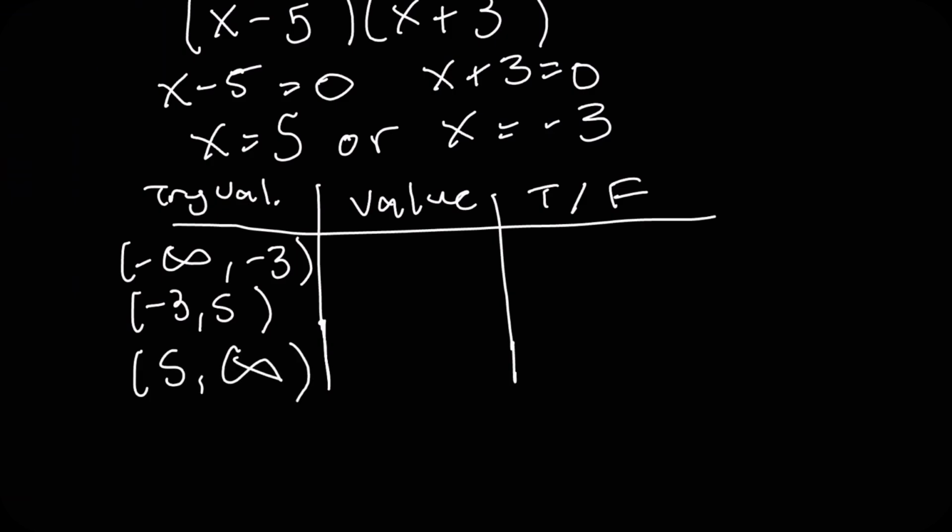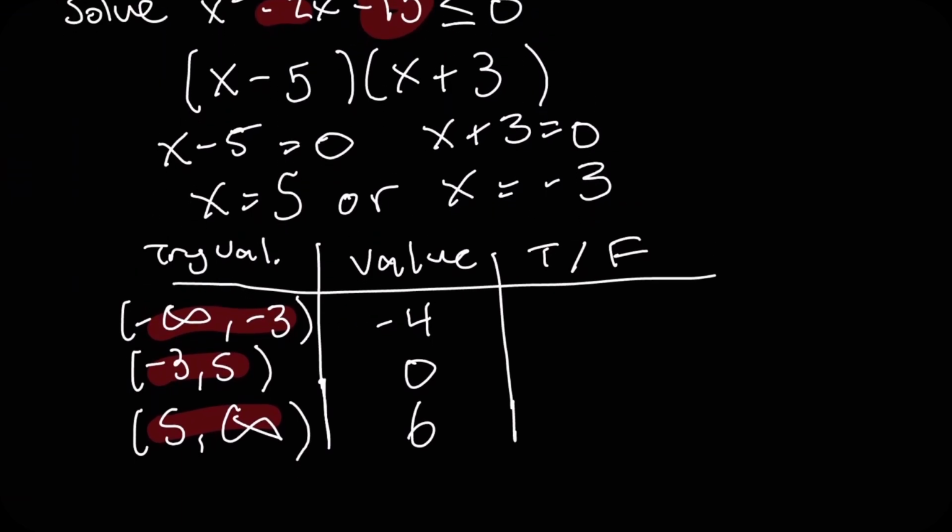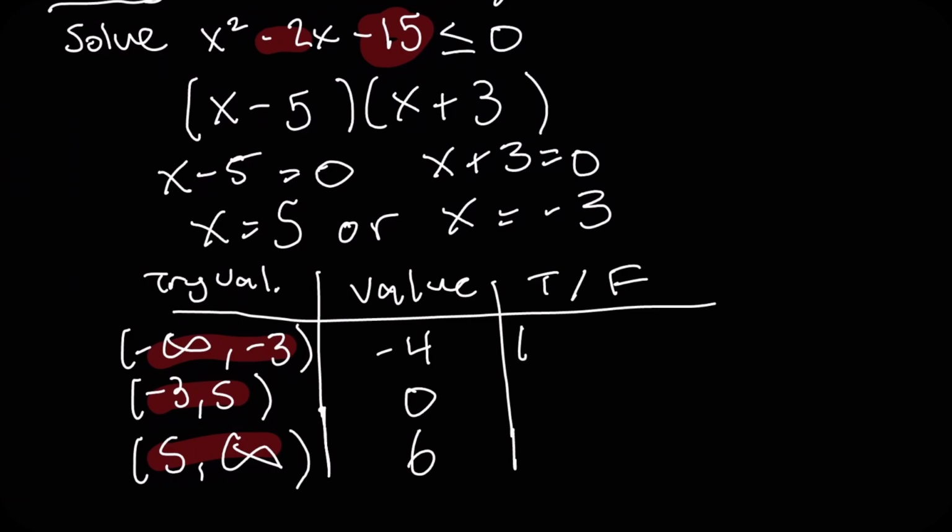For values, we can pick any value within these specific intervals. So just make sure the values that you pick are within those intervals. So we can pick a negative 4, a 0, and then a positive 6. And essentially what we're doing is taking these values, plugging them back into the original equation to see if it actually makes sense or not, to see if that's a value we want to include in our solution. So let's go ahead and plug this back in. Negative 4, just plug it back into your original equation.